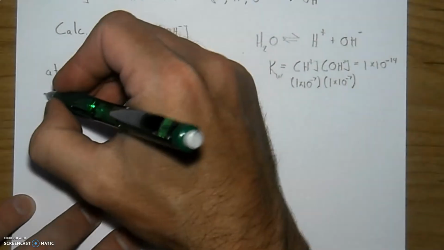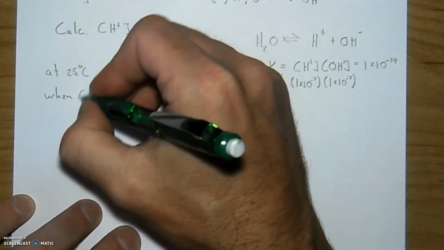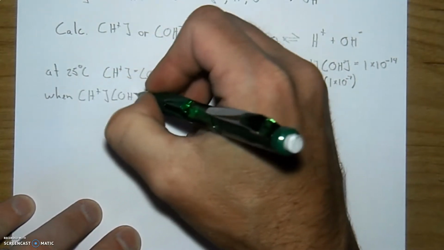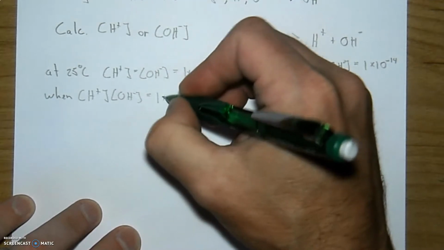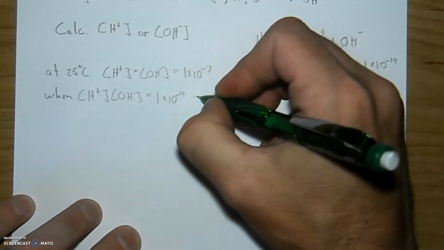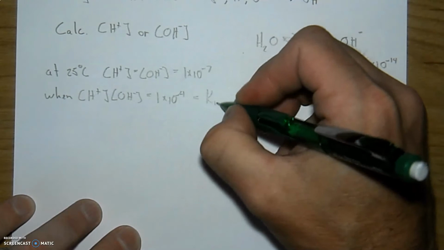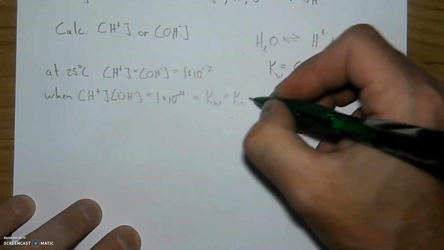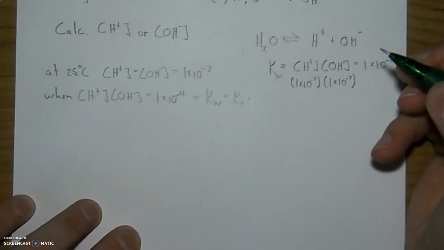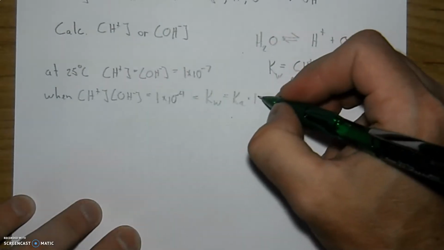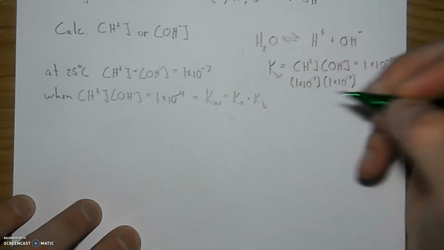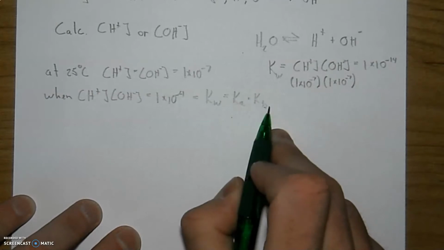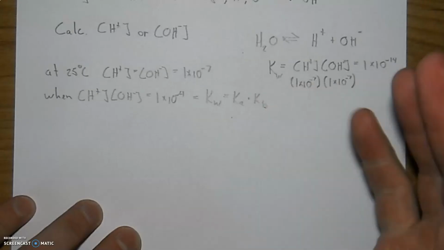Just to clarify that, H plus times OH minus is equal to 1 times 10 to the negative 14. And again, Kw for water is equal to, every single time, the Ka for the acid times the Kb for the base. They must equal this. If I know one, I know the other, which is going to come in handy often.